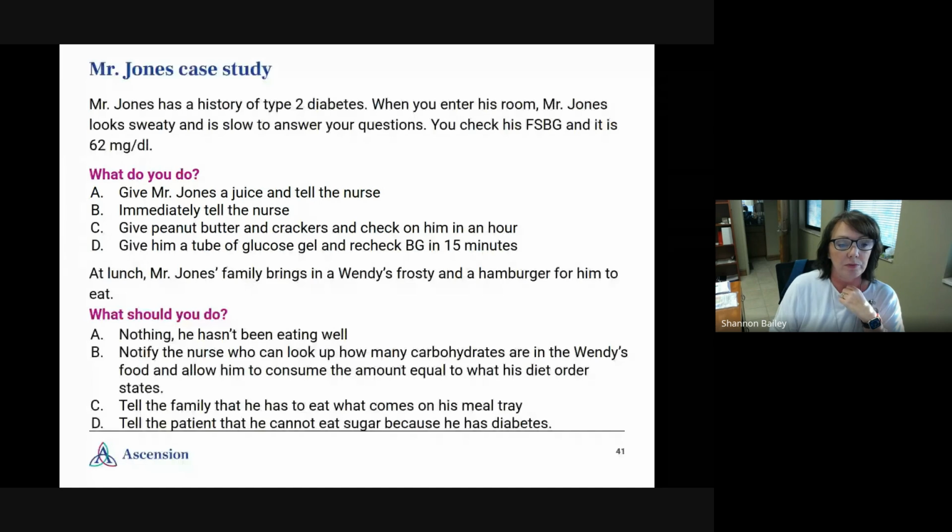Okay, at lunch, Mr. Jones's family brings in a Wendy's Frosty and a hamburger for him to eat. What should you do? A, nothing. He hasn't been eating very well. Let him eat it. Or B, notify the nurse who can look up how many carbohydrates are in the Wendy's food and allow him to consume the amount equal to what his diet order states. C, tell the family that he has to eat what comes on his meal tray. Or D, tell the patient he can't eat sugar because he has diabetes.